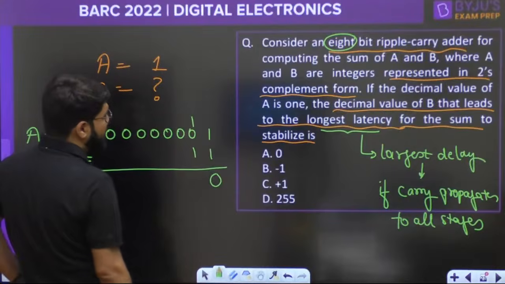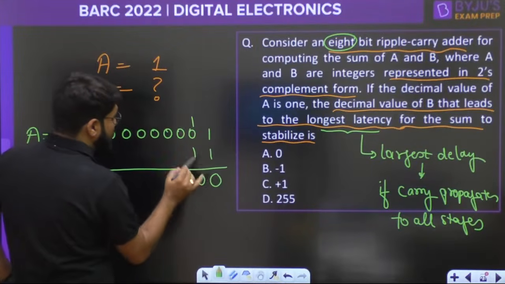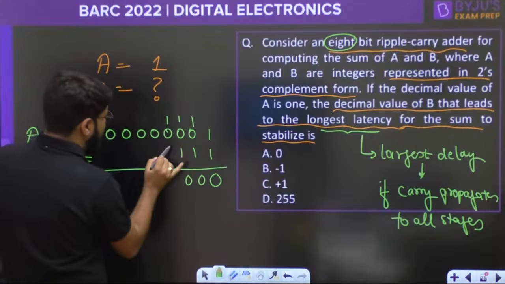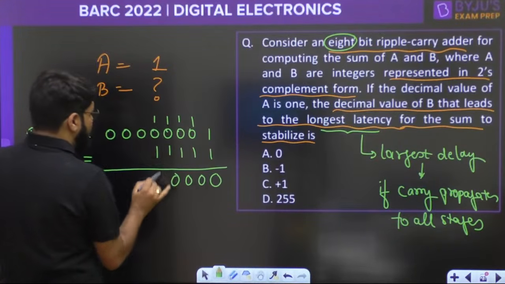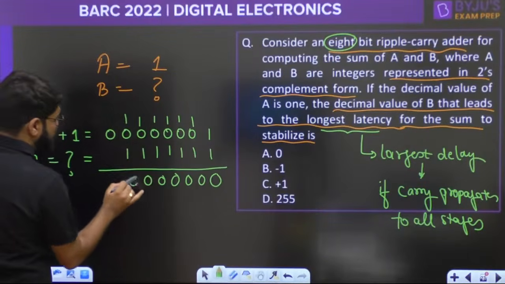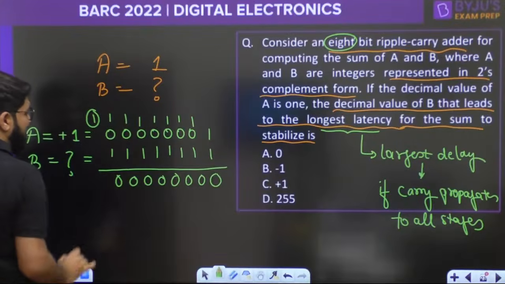So keep on writing here 1 again. 1 plus 1 is 0, carry 1. Now again 1, you want one more 1. 1 plus 1 is 0, carry 1. 1 plus 1 is 0, carry 1. 1 plus 1 is 0, carry 1. 1 plus 1 again 0, carry 1. 1 plus 1 is 0, carry 1. 1 plus 1 is 0, carry 1. That is the final carry.